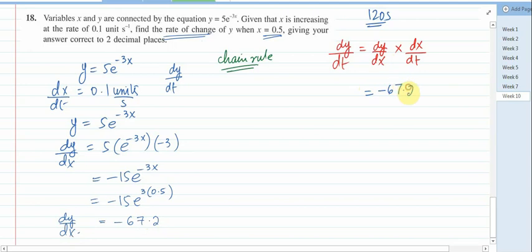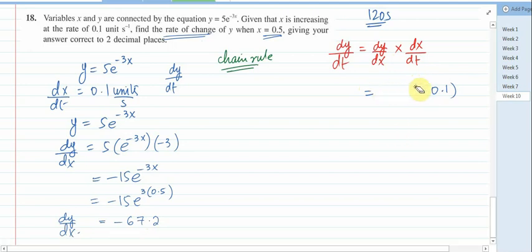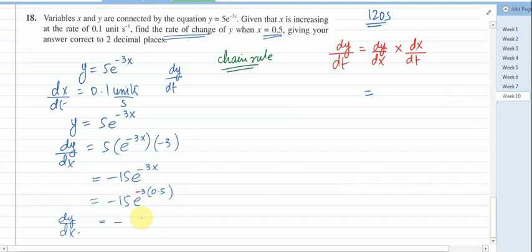Alright, the value of dx over dt is given, that is 0.1. So when you multiply it, you will get 6.7. Alright, and there is one slight mistake that I have made here, not in this part, but here the power of e is minus 3. So when I find out the value now, it will be 3 into 0.5 with a negative sign, e to the power, so that is 0.223 times 15, which is equal to minus 3.34. That is your dy by dx.